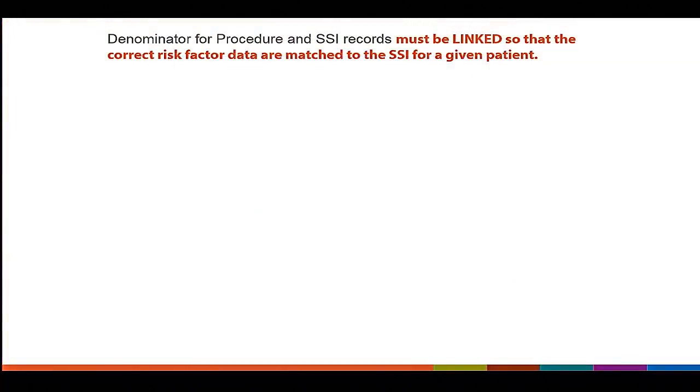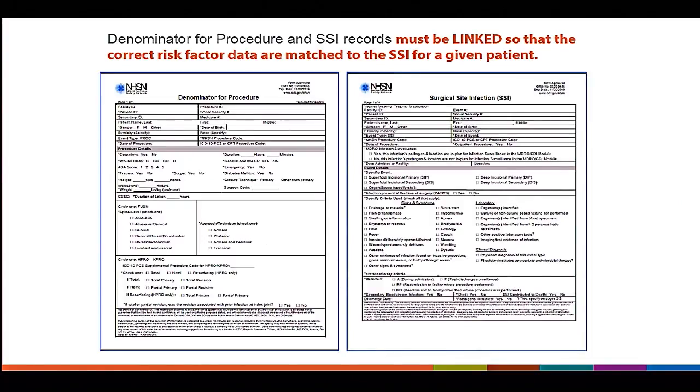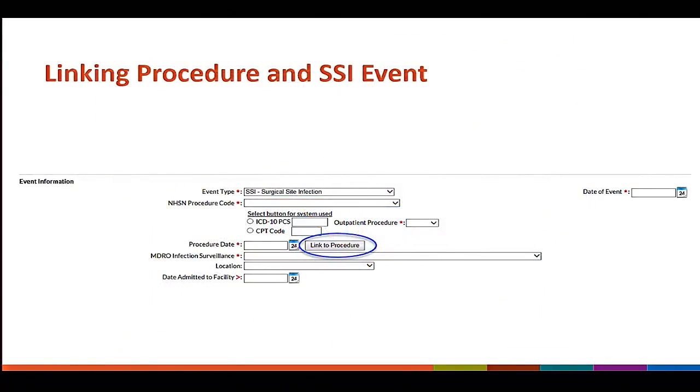Okay, let's talk about linking procedures. You can't link an SSI event to a procedure if the procedure is not in the application. So the first thing you want to do is make sure that the procedure is in the application. Then you enter your SSI event and link the two records so the data speaks to each other. You want to make sure that the numerator and denominator are both in the application.